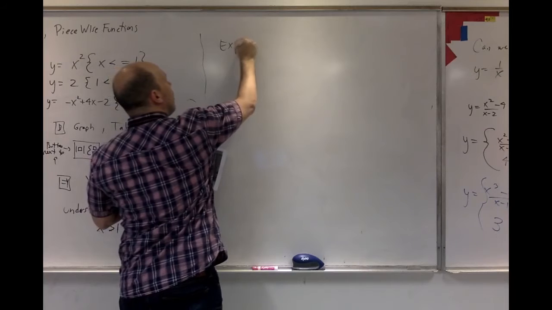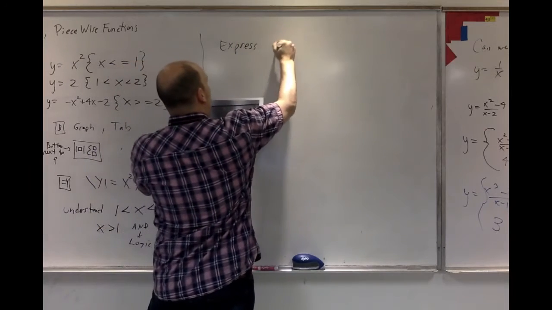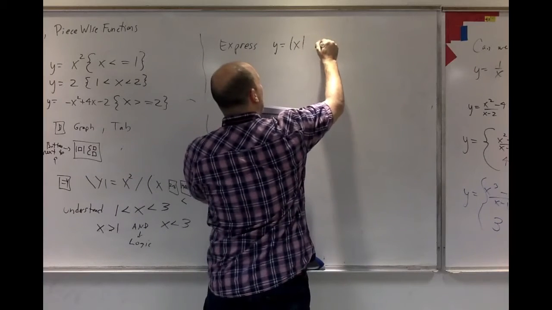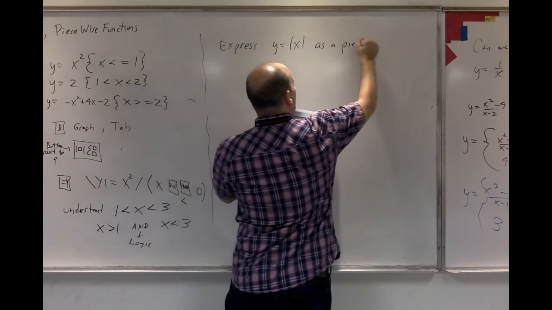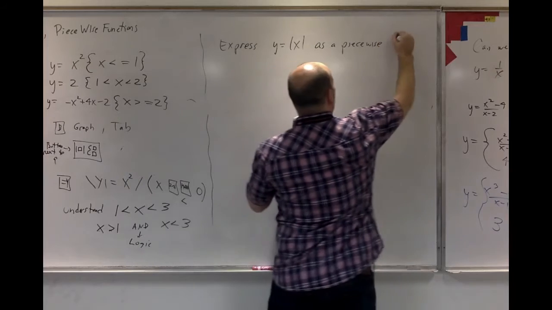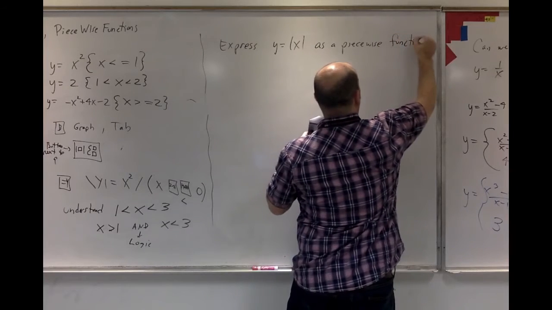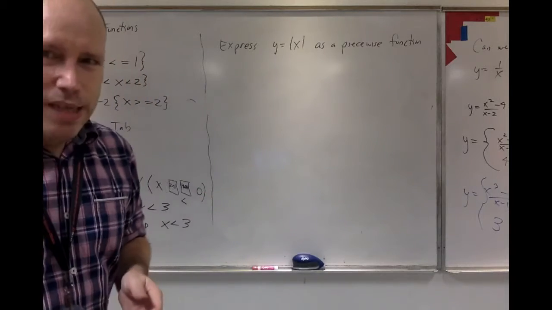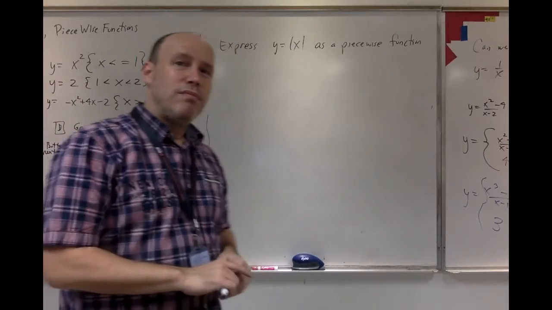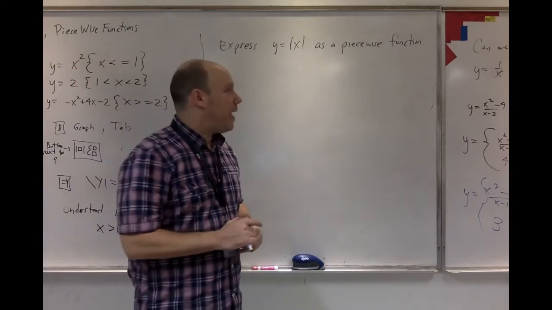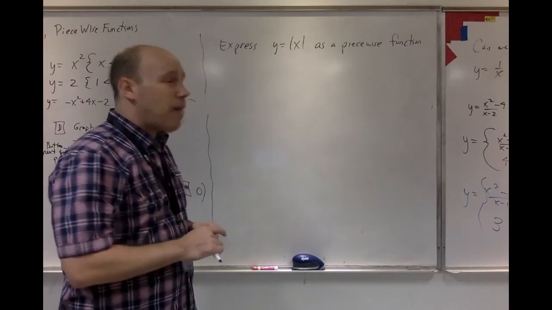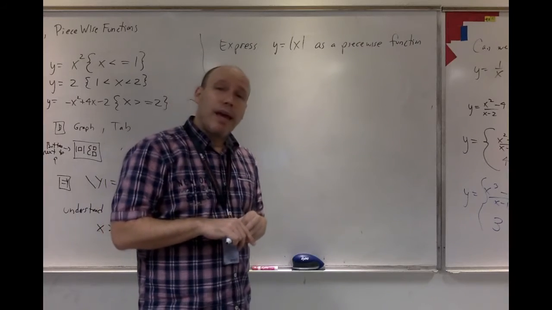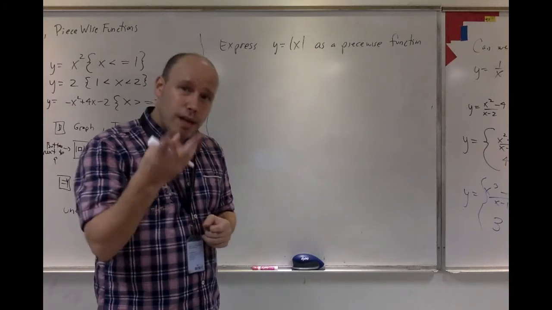Express y equals absolute value of x as a piecewise function. How do we write that as a piecewise function? How do we break it down into maybe 2 parts? Some of you are thinking, I want you to think about it.